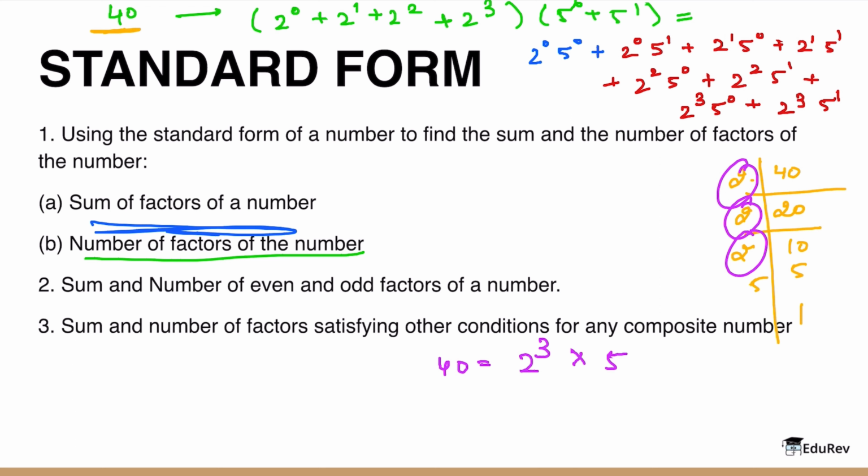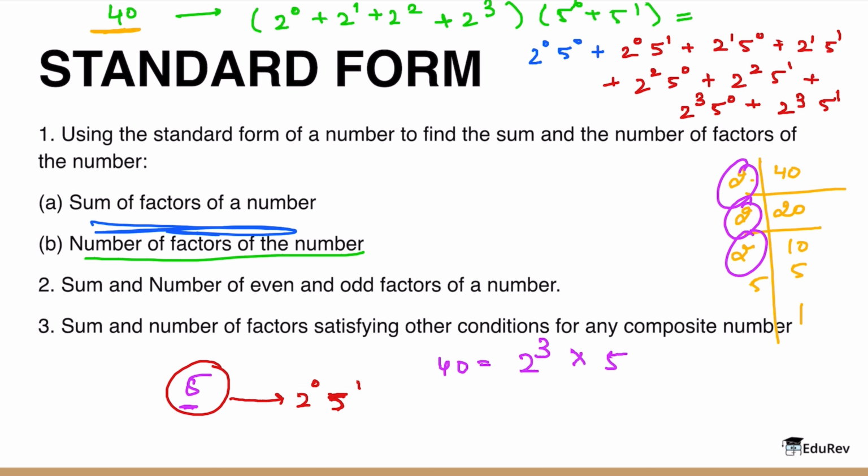Okay, now if I want to find the factors, can I say that a factor of 40 is 5? Of course I can say. But how can I write 5 while incorporating 2 with it? I can say that 5 can be written as 2 to the power 0 times 5 to the power 1.